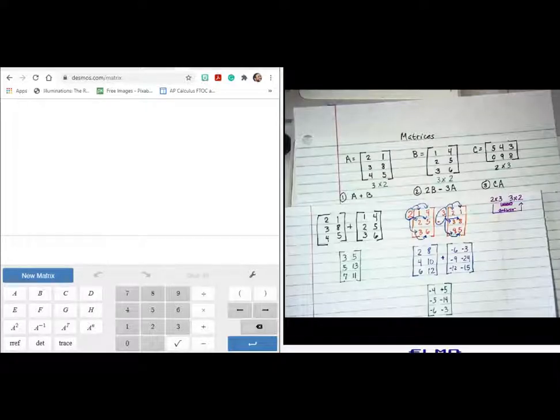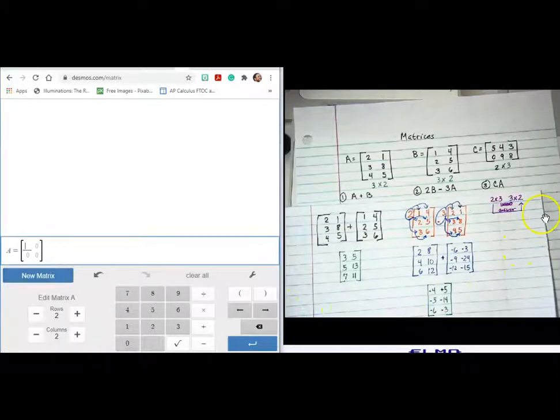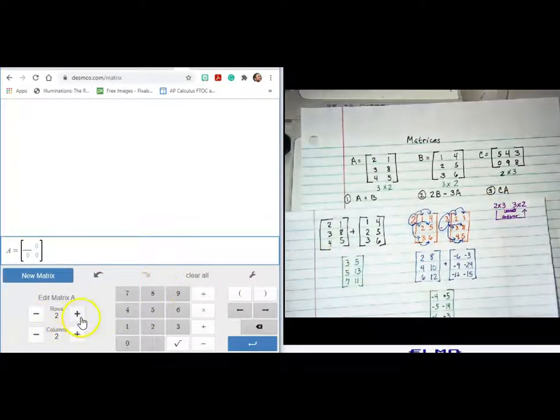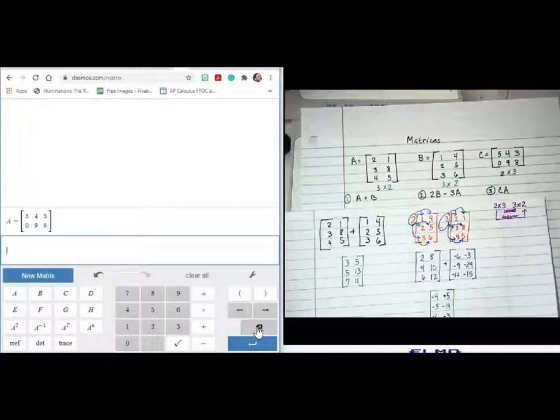All right. So again, here we're going to go ahead and put this in the calculator. So we have to create these matrices in here. So we're going to do C, and we're going to do A. Make sure you have your dimensions here of 2 by 3. So 2 rows, 3 columns. So again, we're doing that. 5, 4, 3, 0, 9, 8. Hit enter there. So that sets A. Well, that's pretty much our C right there. Sorry about that. But it's okay.